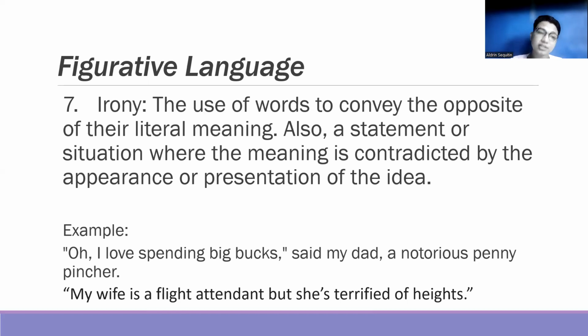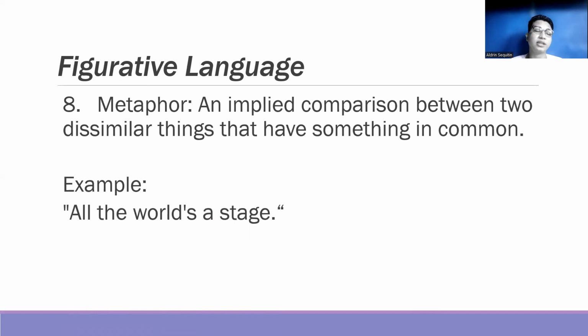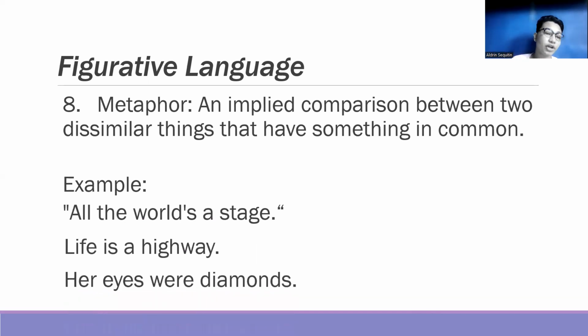So next is metaphor. Metaphor is an implied comparison between two dissimilar things that have something in common. So in here we are using direct comparison. For example: all the world's a stage, life is a highway, her eyes were diamonds. In these examples, the writer directly compared two dissimilar things that have something in common. Like, for example, in the third sentence, her eyes were diamonds.